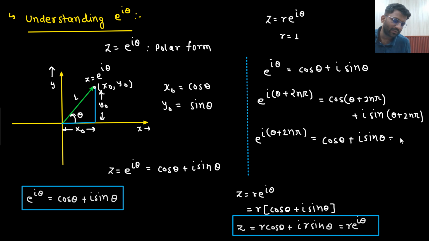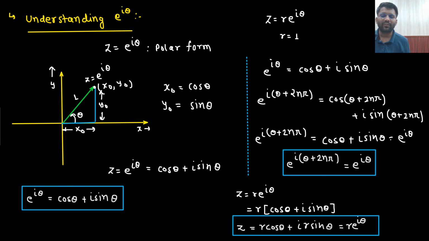So that is coming out to be equal to e to the power iota theta only. What are you understanding? E to the power iota theta plus 2 n pi is equivalent to e to the power iota theta only. What does that mean? That means e to the power iota theta is periodic with 2 n pi. After every 2 n pi, it will repeat.